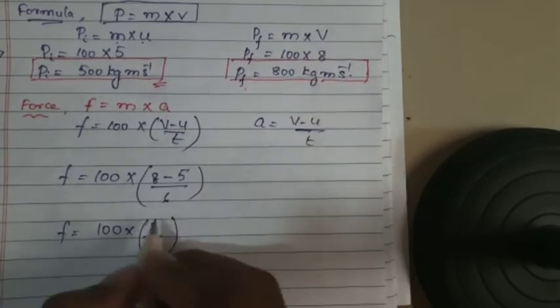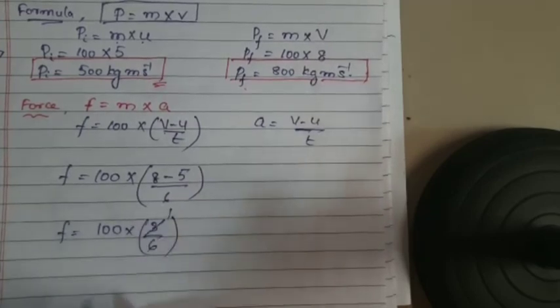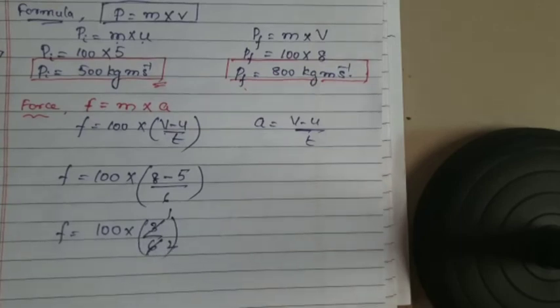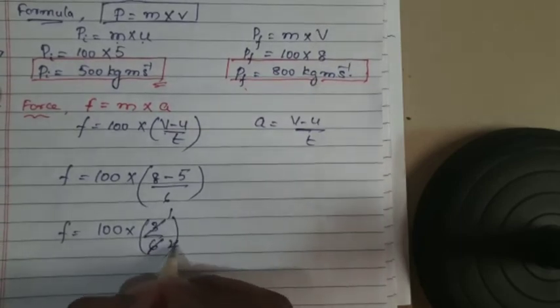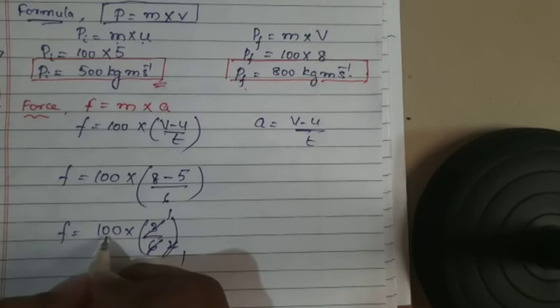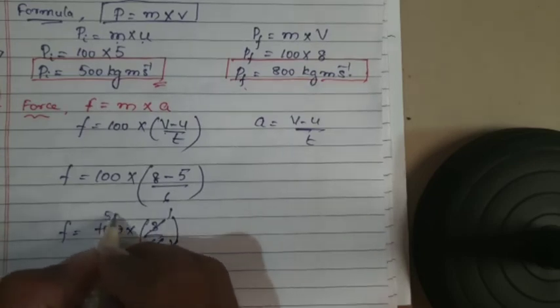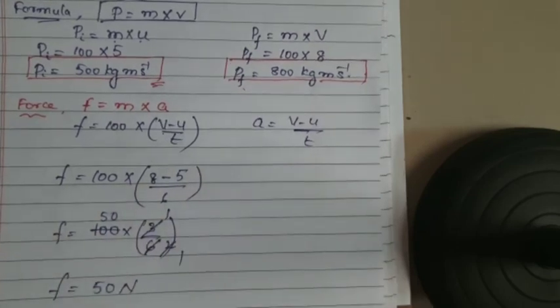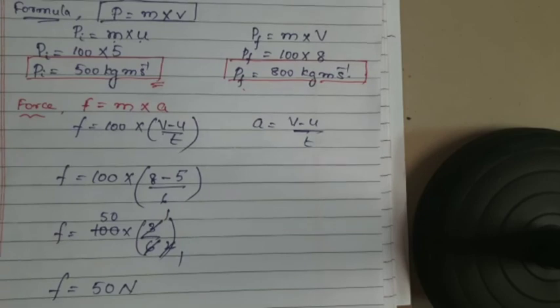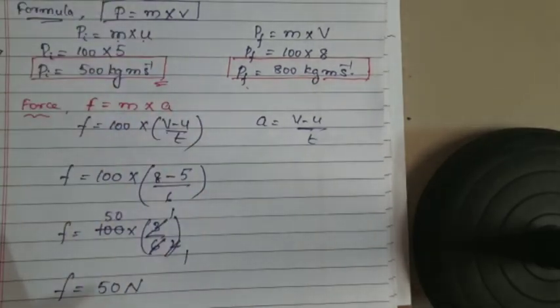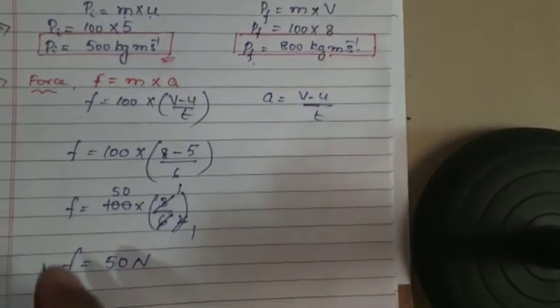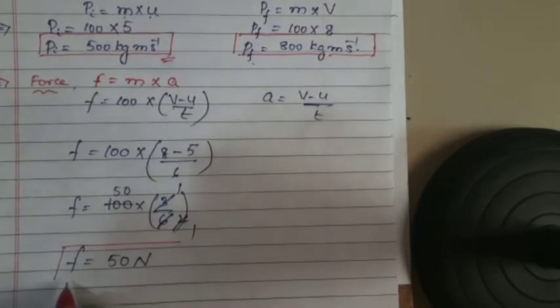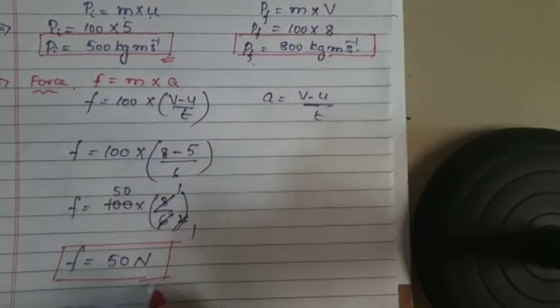Now here I can divide: 3 ones are 3, 3 twos are 6. Again here, 2 ones are 2 and 2 fifties are 100. Now the force is found to be 50 Newton. So this is the amount of force experienced by this particular object or body. Now we have found that the force is 50 Newton.